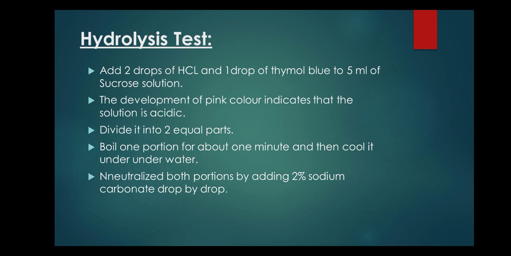Hydrolysis test. Add 2 drops of HCl and 1 drop of thymol blue to 5 ml of sucrose solution. The development of pink color indicates that the solution is acidic. Divide it into 2 equal parts. Boil one portion for about 1 minute and then cool it under water. Neutralize both portions by adding 2% sodium carbonate drop by drop.